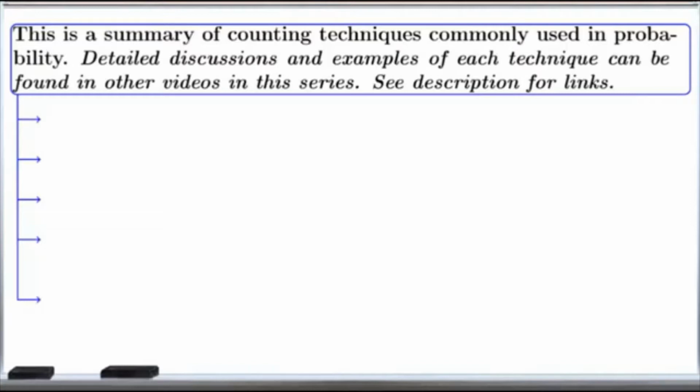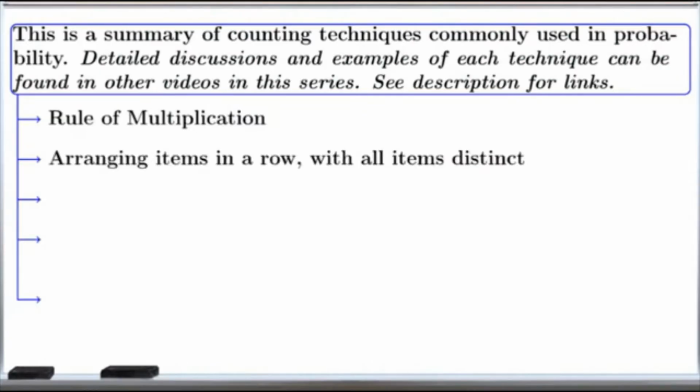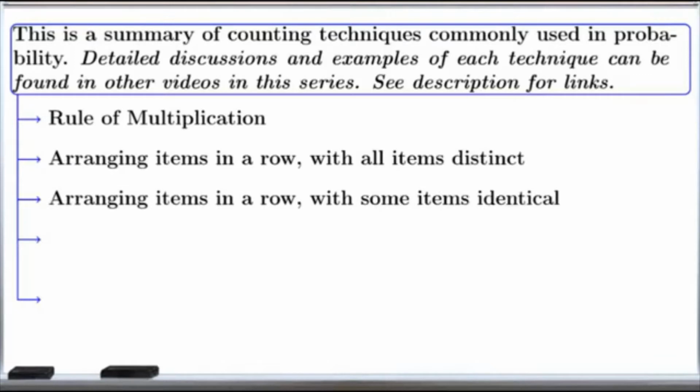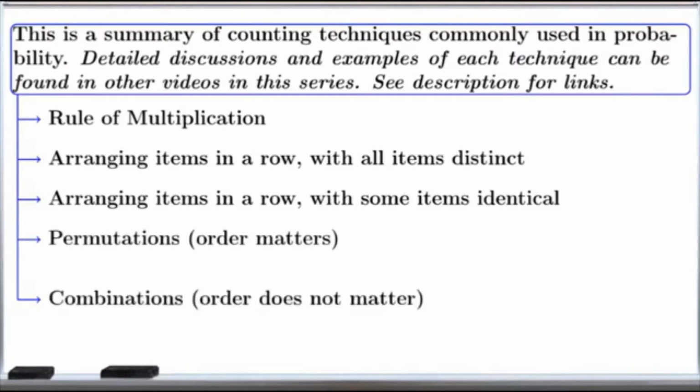Now, let's look at counting techniques, which are rule of multiplication, arranging items in a row with all items distinct, arranging items in a row with some items identical, permutations where order matters, combinations where order doesn't matter. So these are the rules, and now let's quickly look at the examples of situations where these are used.